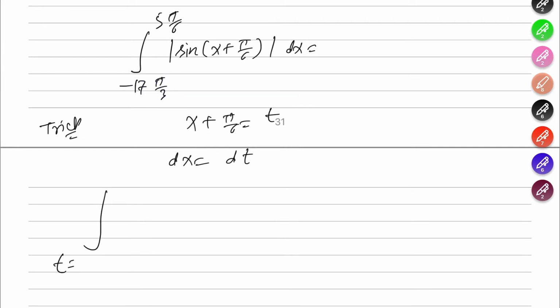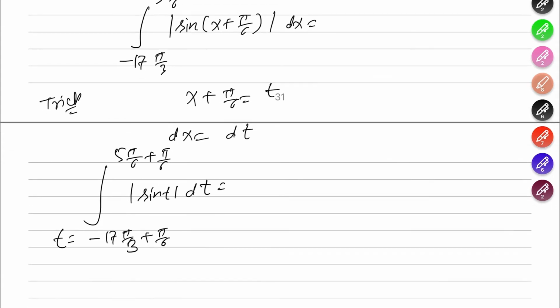So now our t, so obviously minus 17 pi by 6, so if I take x equal to minus 17 pi by 3 plus pi by 6, it becomes minus 17 pi by 3 plus pi by 6, and the upper limit is 5 pi by 6 plus pi by 6, mod of sine t, and dx is equal to dt. Okay, so now it's converted into standard form, and we use the upper limit minus lower limit.